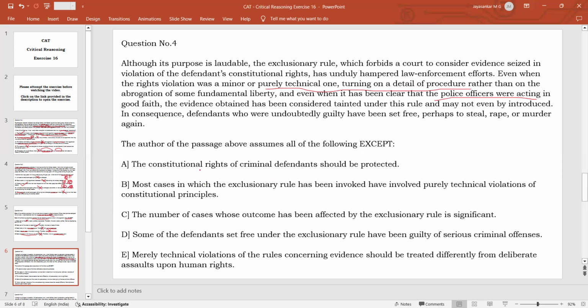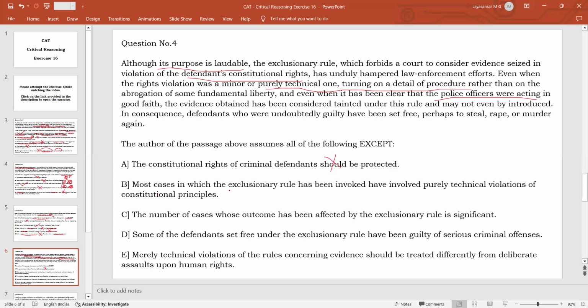The author is not against the constitutional rights of criminal defendants, because he says that if the purpose is laudable, it means this is a good rule. The objective of the rule is something to be appreciated, which forbids a court to consider evidence seized in violation of the defendant's constitutional rights. So this is something that is laudable. Defendants' constitutional rights have to be protected. So the author is assuming that the constitutional rights of criminal defendants should be protected. Since it's something that the author assumes to be correct, this is not your answer.